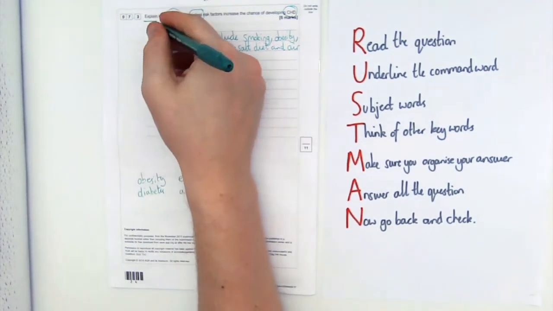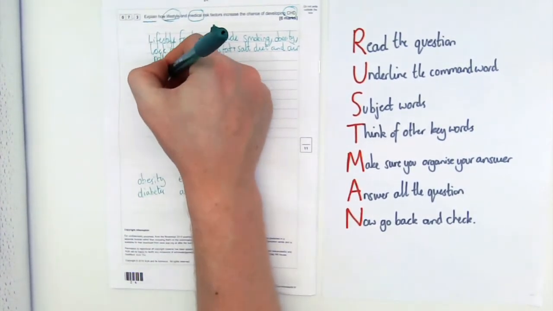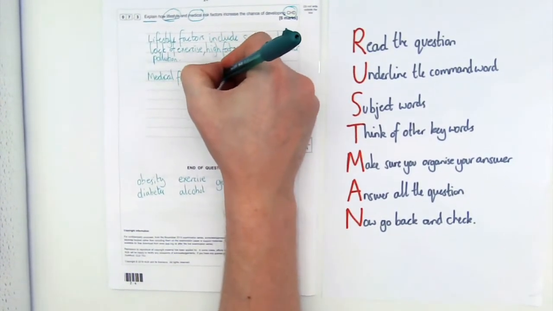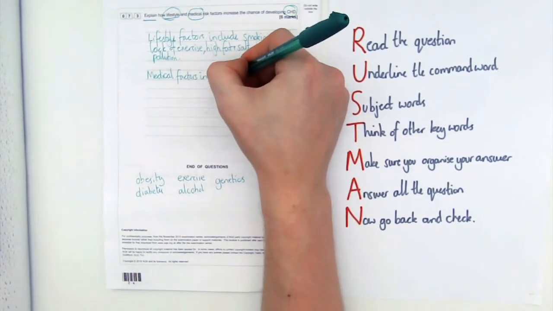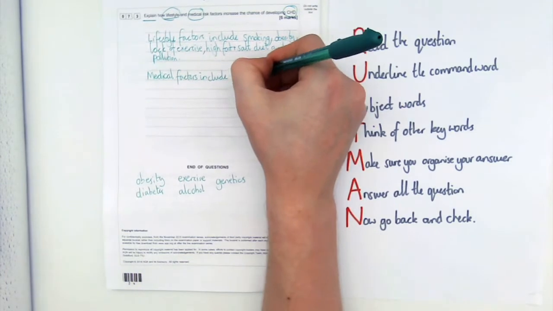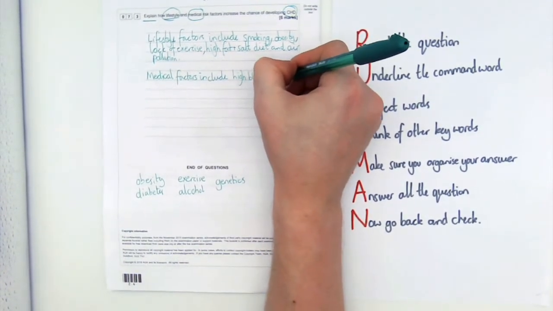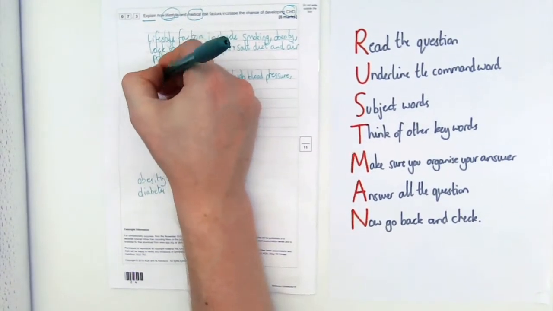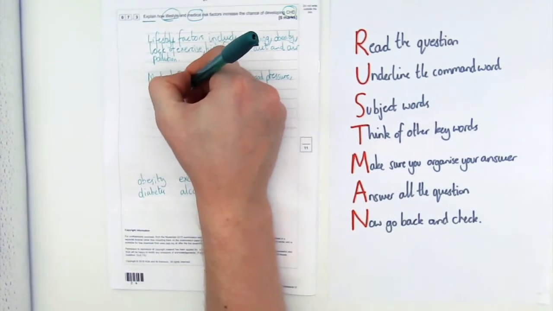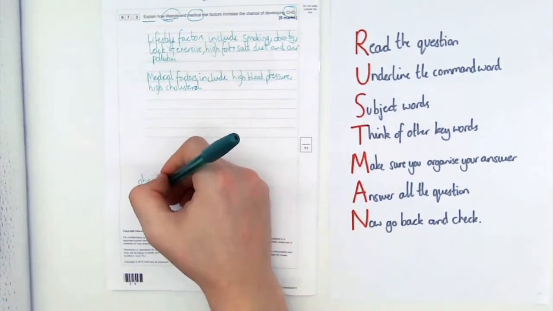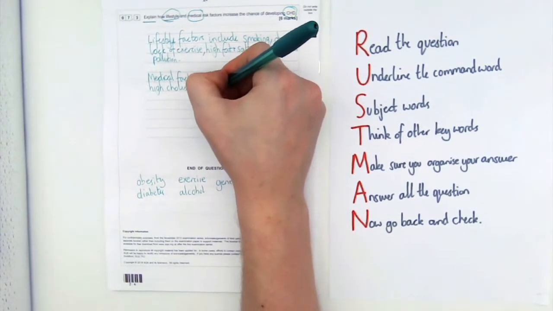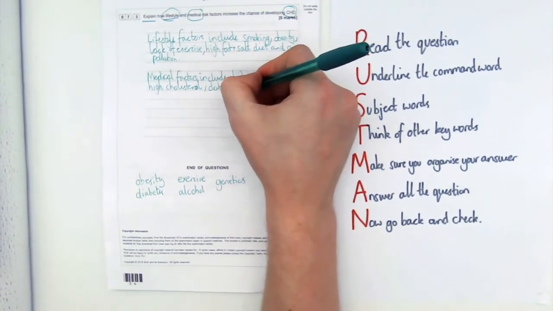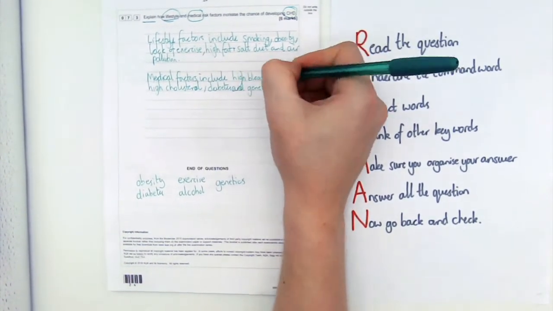So medical factors, so I'm going to start a whole new paragraph, so I'm organising my answer. These include things like high blood pressure. You might not be able to help that. That's a medical thing, isn't it? You don't go, I'm going to have high blood pressure today. High cholesterol. Things like diabetes, as we said, and things like genetics. You don't choose the genetics that you're born with.